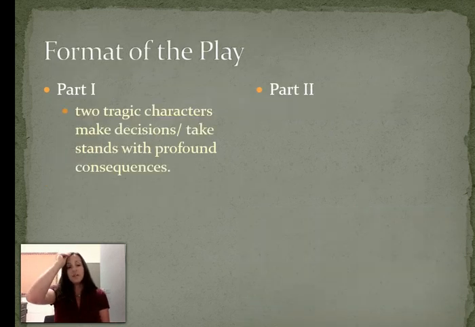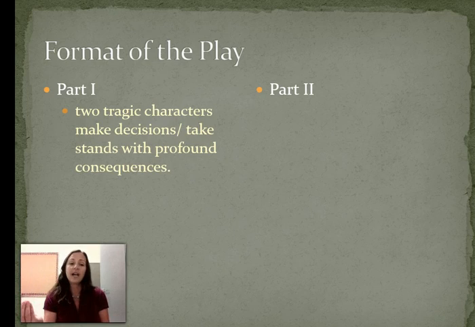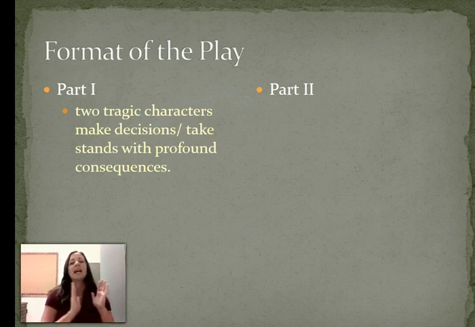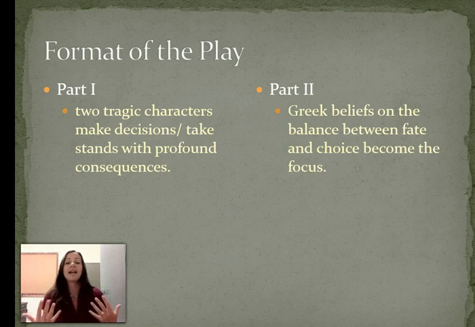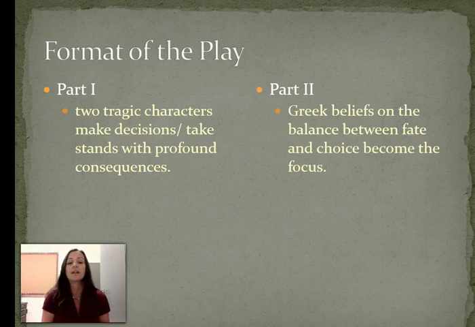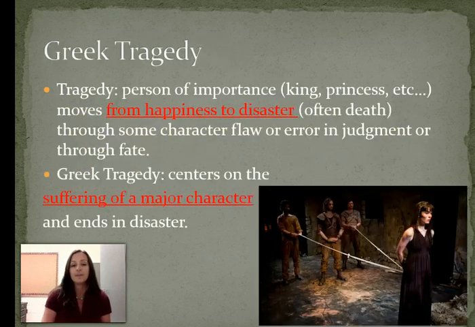Part one of the play would have the two tragic characters, and they make decisions and they take stands with profound consequences. It's always one character makes a stand and the other goes against them. In part two, the Greeks believed in a balance between fate and choice, and that becomes the focus in the second part of the play, the fate that is established once the conflict is set up in part one.